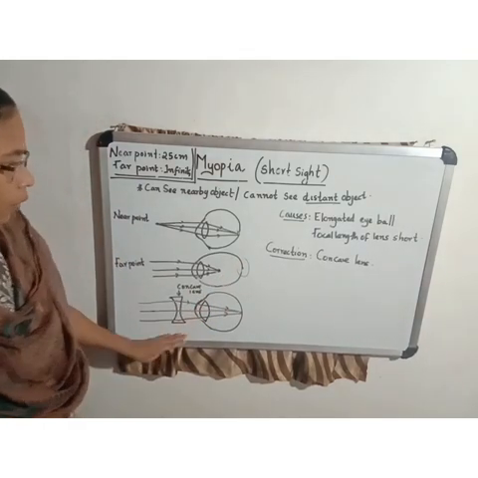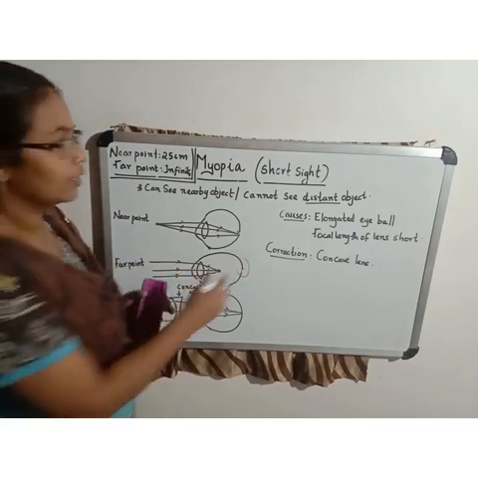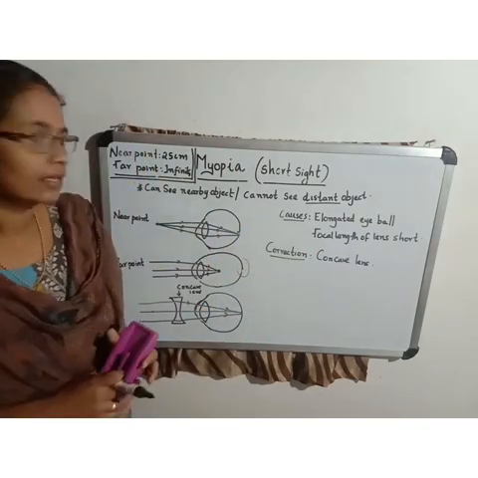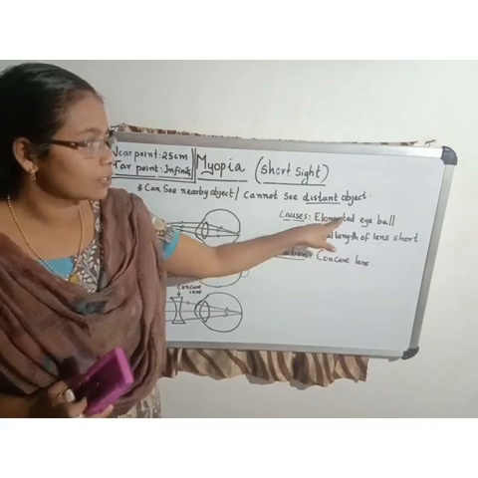Now, what are the reasons for short-sightedness? Short-sightedness is mainly because of two reasons.